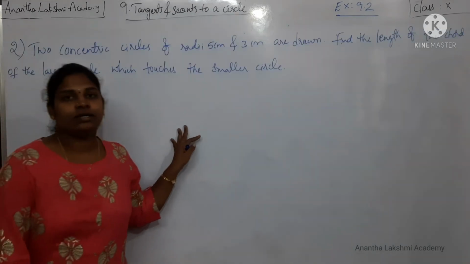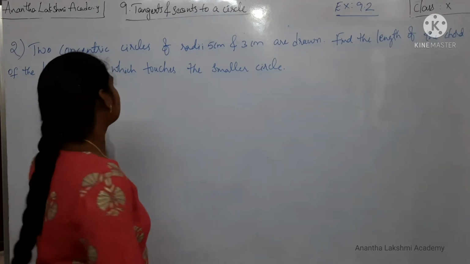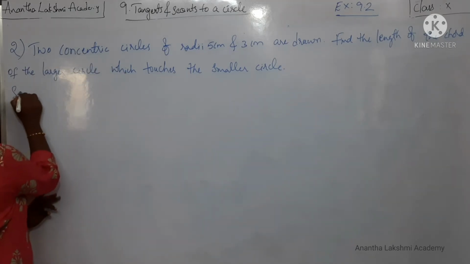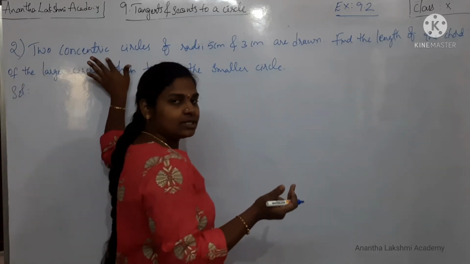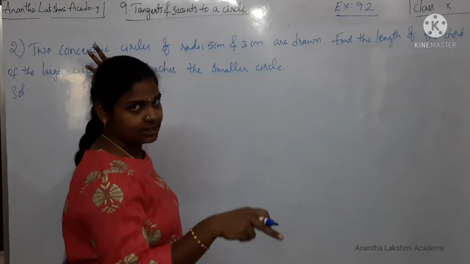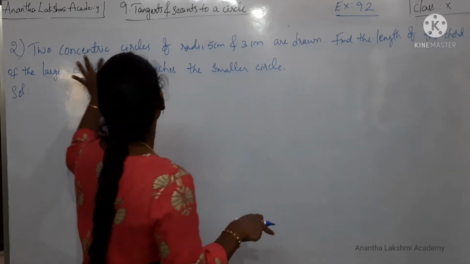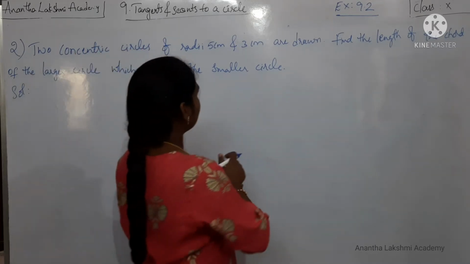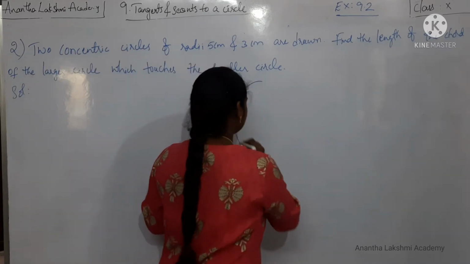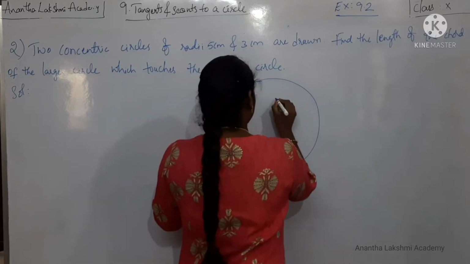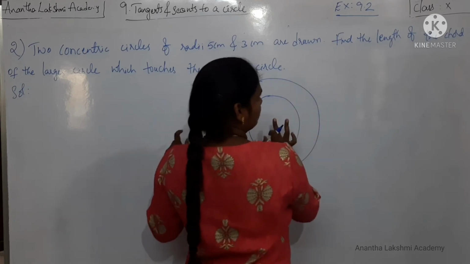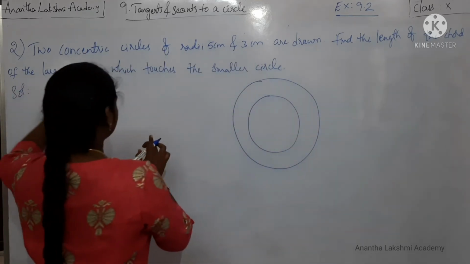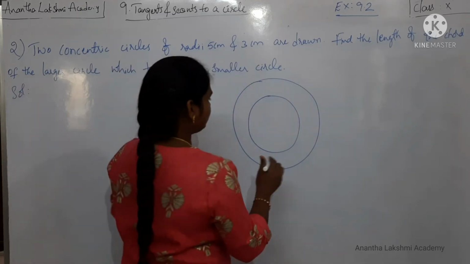Okay, so here we have the second problem of exercise 9.2. Let me read out the problem for you. Two concentric circles. What are concentric circles? If you draw a circle within a circle, then it is called concentric circles. Two concentric circles of radii 5 centimeters and 3 centimeters are drawn. Find the length of the chord of the larger circle which touches the smaller circle.